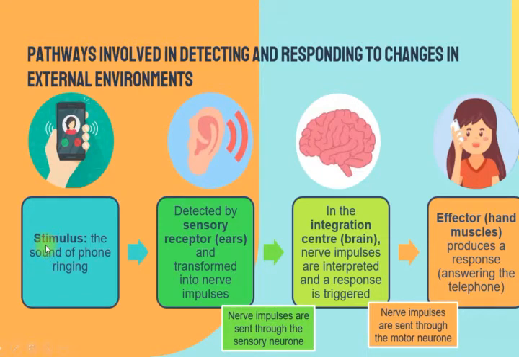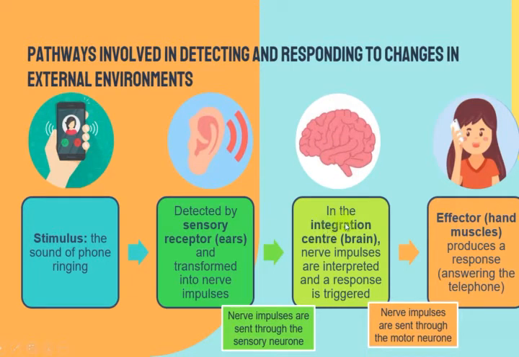The stimulus here is detected by sensory receptors of the ears. The sensory organ involved here is the ears. So the sensory receptors of the ears will detect the sound and transform it into the nerve impulse. Okay, and then the nerve impulse is sent through the sensory neuron. So the sensory neuron will send the nerve impulse to the integration center, which is the brain.